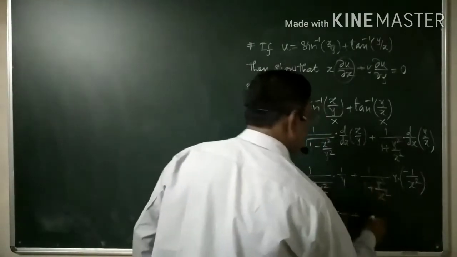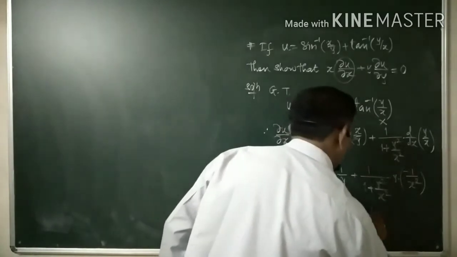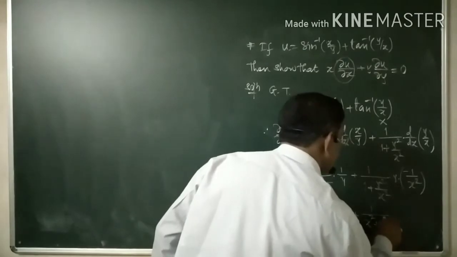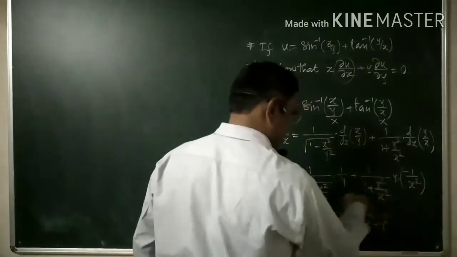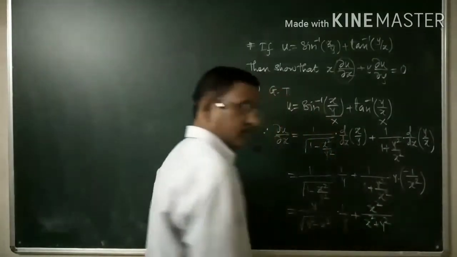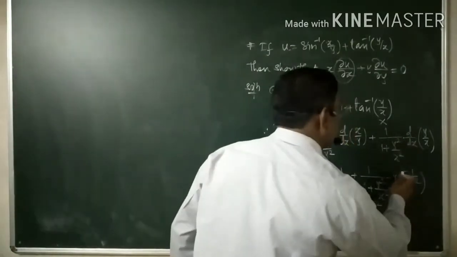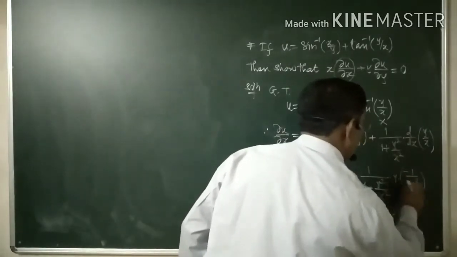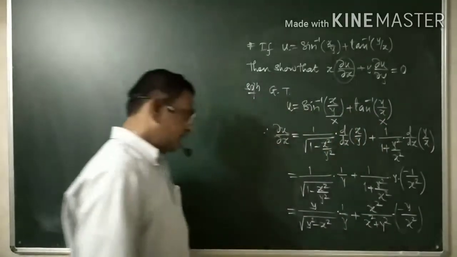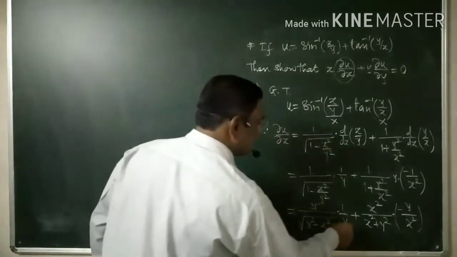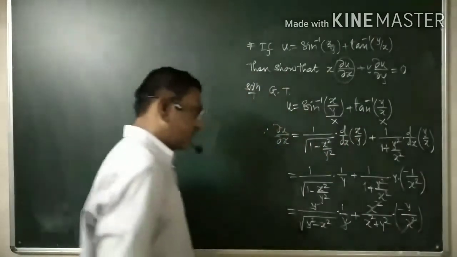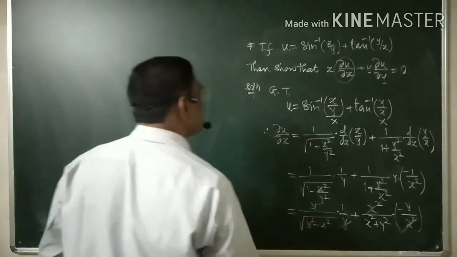Similarly here, what you have? 1 upon x square, therefore x square plus y square. This is y square upon x square, but that upon x square, I will write here x square into minus y upon x square. Right? And then you will find that this y and this y cancel. Similarly, this x square cancels with this x square.